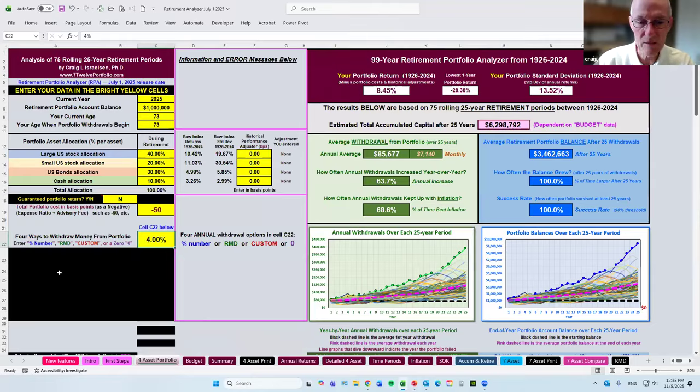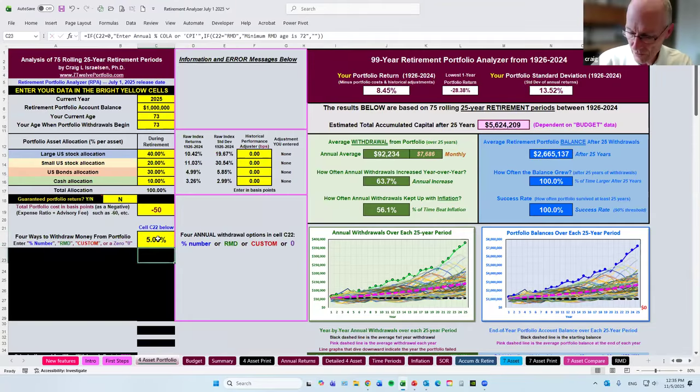So we have a 4% starting point. Let's go to 5%. Now we go to $92,000 as our average withdrawal. That's great. So that went up from $86,000 to $92,000, a $6,000 annual increase. And our average balance went down to $2.6 million. We knew it was going to go down, and it goes down by about $800,000. But it's $2.6 million after 25 years of withdrawal. We can live with that.